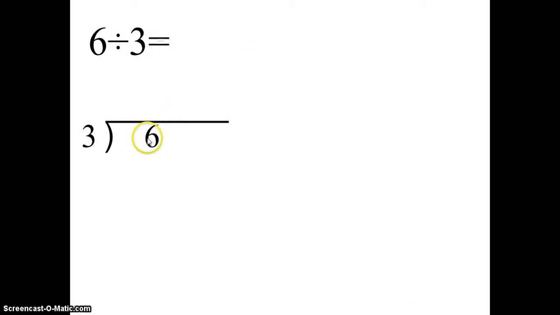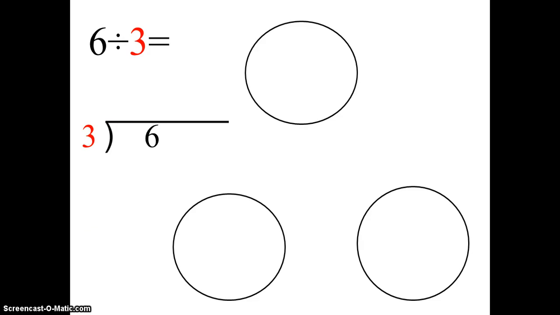Alright, now here is 6 divided by 3. What numbers do we look at again to figure out how many circles or how many groups we need? Great job! If it looks like this kind of problem, we look at the second number to know how many groups we need, or if it's this kind of problem, we look at the number on the outside. So again, we need 3 circles or 3 groups.